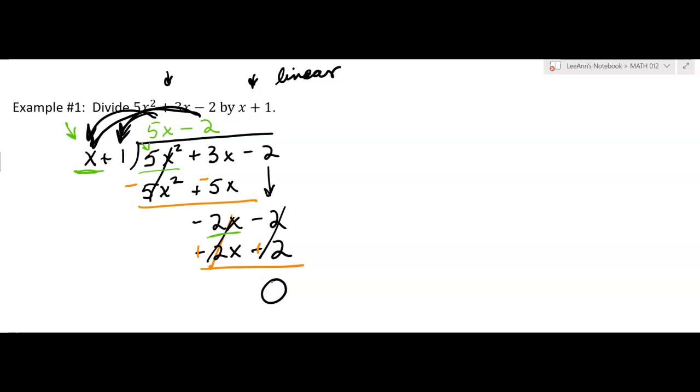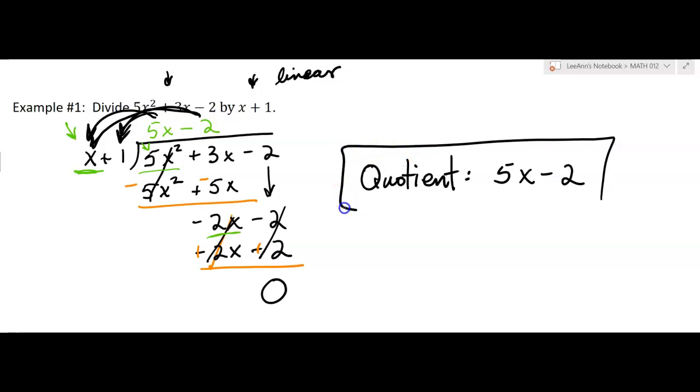Okay, that's okay. Sometimes the remainder is 0. It asks us to divide, so we just get a quotient. There's no remainder. The quotient is 5x minus 2. You could check it by multiplying the quotient times the divisor and seeing if you get the dividend. Okay, I'll leave the check to the student, you say.